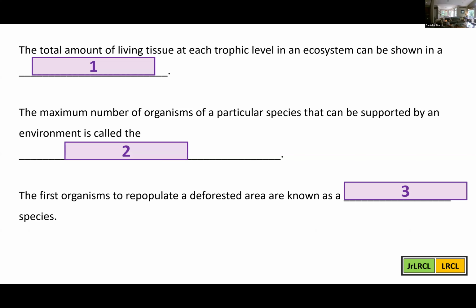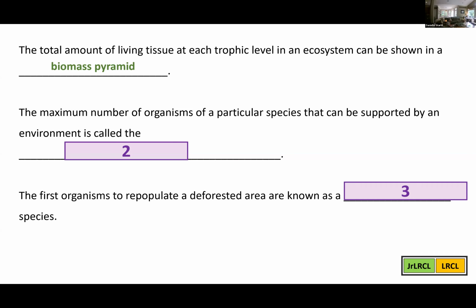The total amount of living tissue at each trophic level in an ecosystem, we show it like this, right? We show all the vegetation at the bottom, then the herbivores, then the carnivores, and then the big apex predators at the apex of the triangle. We call that a biomass pyramid, right? It's all the energy as it works its way up.